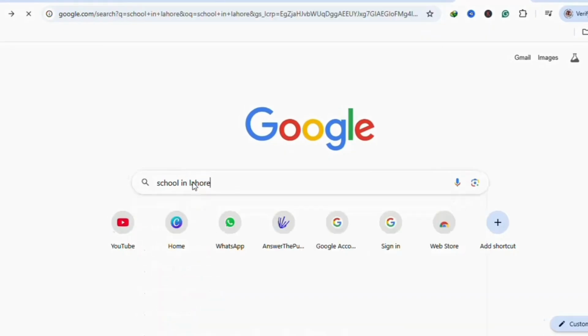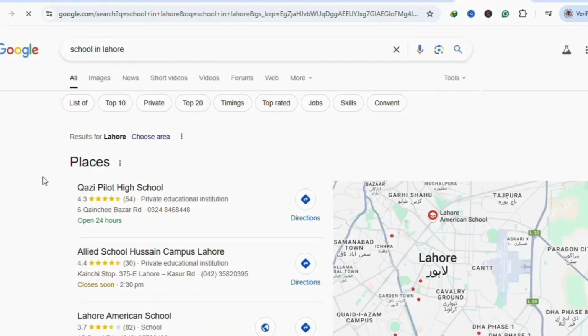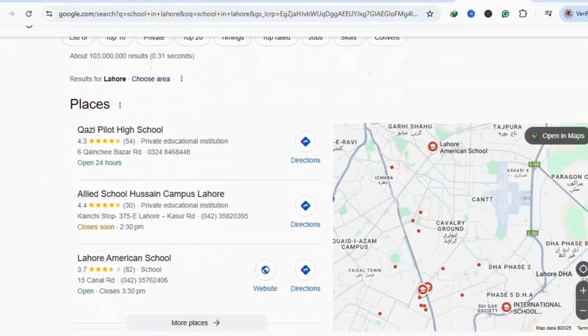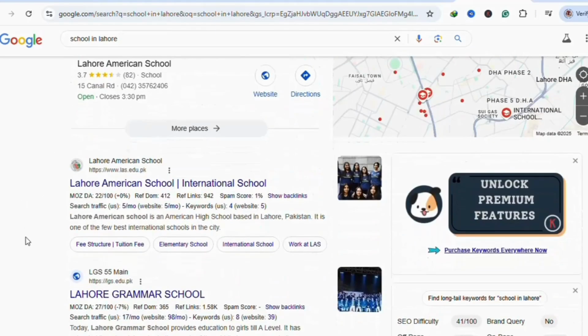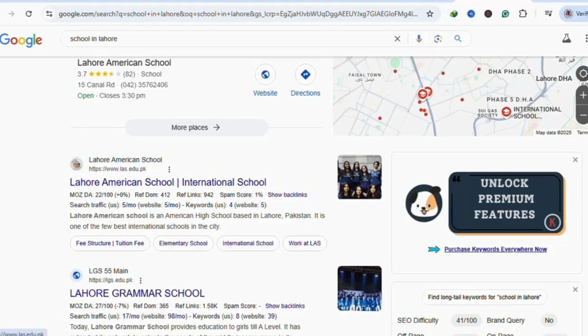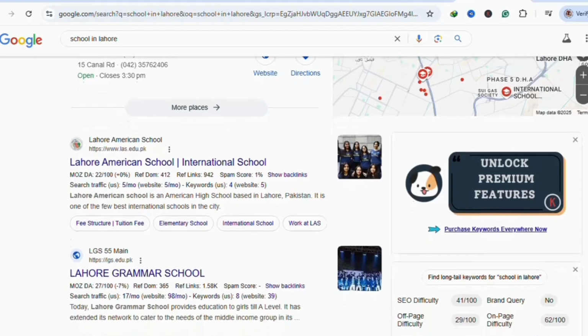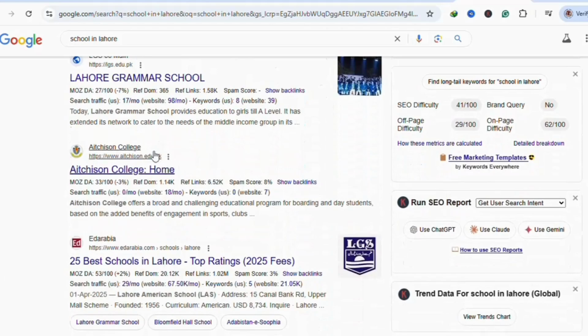Here are the results. First of all, these are examples of local SEO, nearest schools in my area. This will be shown to you also. And then the first website which Google is showing is Lahore American School. Next is Lahore Grammar School. And the third one is HSN School and College.